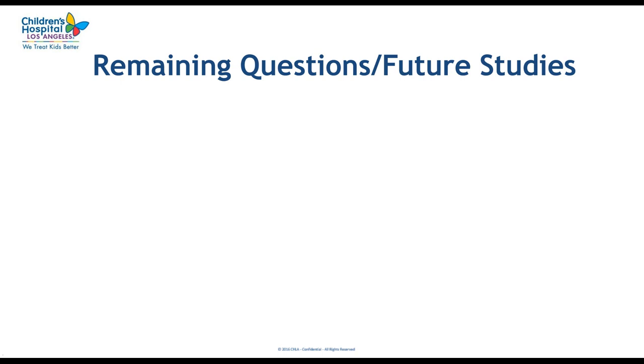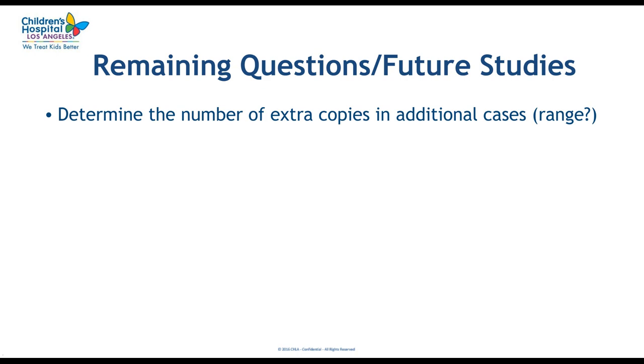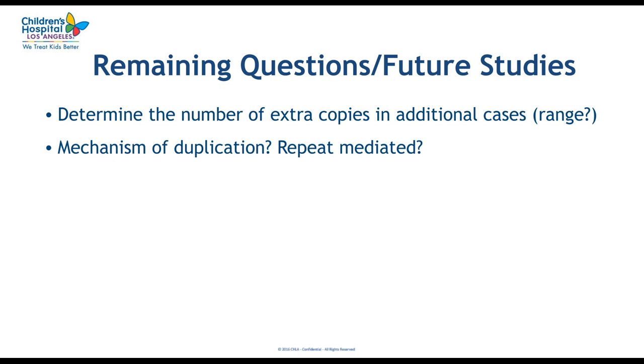However, there are still very interesting remaining questions when it comes to this PAX5 intergenic tandem multiplication. I think that it would be important to determine the number of extra copies in additional cases and to see what is the range. It seems to be required that there is more than one extra copy for this to be oncogenic. However, we really would need to know what exactly is the range. An interesting question is, what is the mechanism of these duplications? Are they repeat mediated? Why do they recurrently occur at the same region of the gene? How do they lead to oncogenesis?